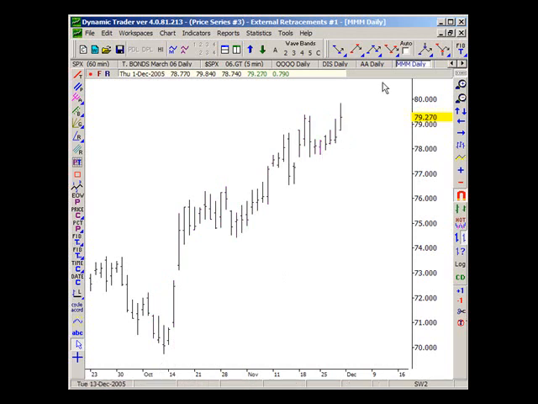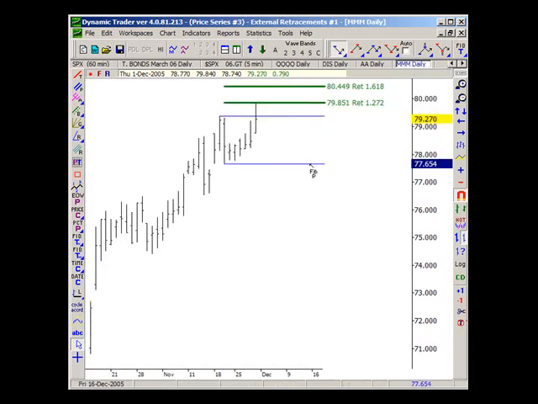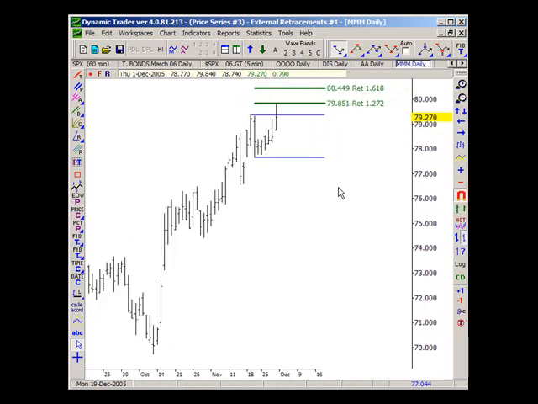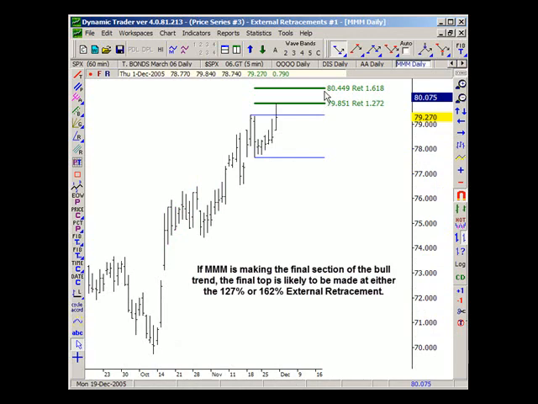Once again, we're looking at the external retracements out of context of our trend and momentum analysis and pattern analysis, all that sort of thing. Well, as of the last bar on the chart, this market is tagged to 127. If it exceeds the 127 external retracement, more than likely this bull trend is going to complete near the 162% external retracement. So we're going to give you some tools to determine which one that would be a little later in this course, but right now let's just add some bars on.